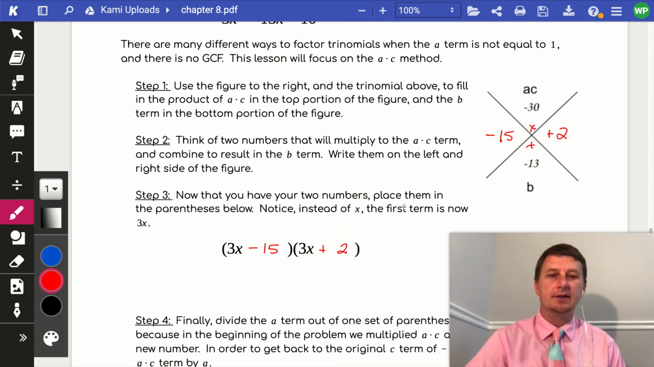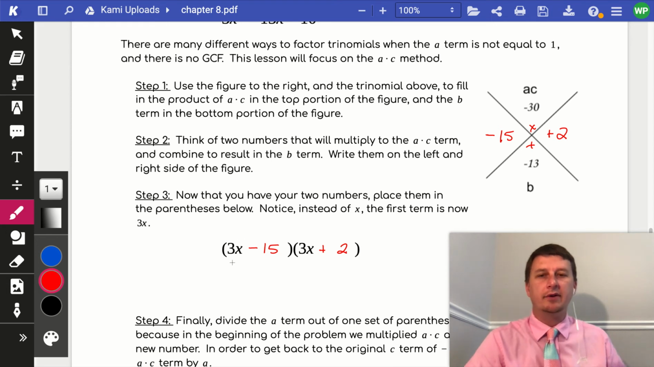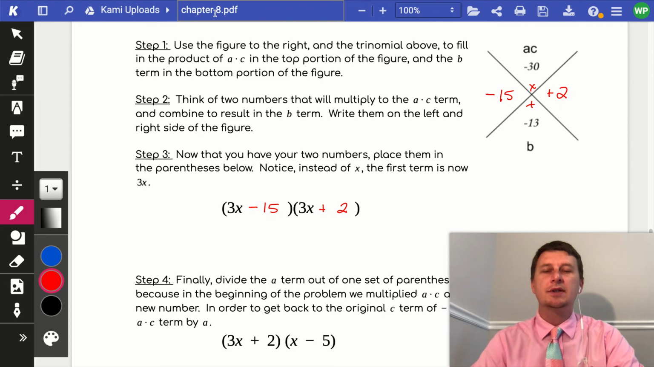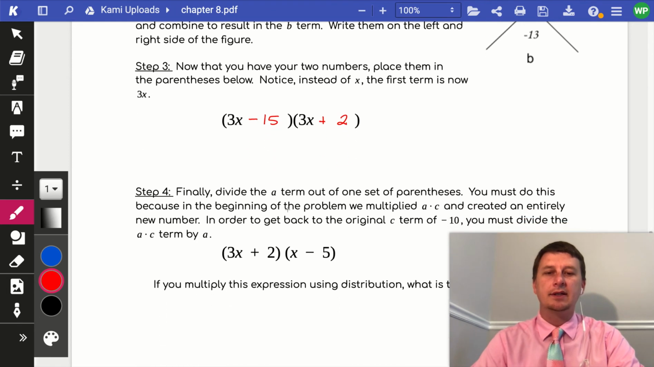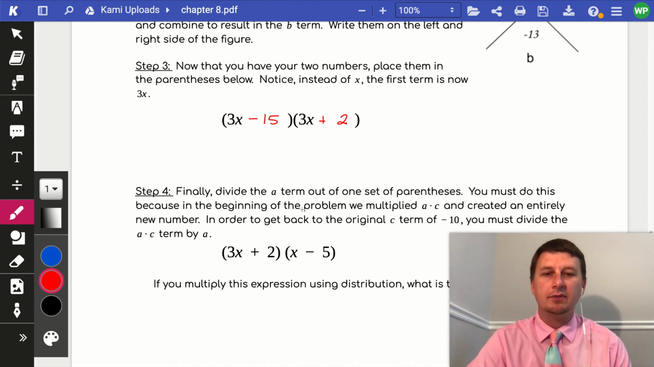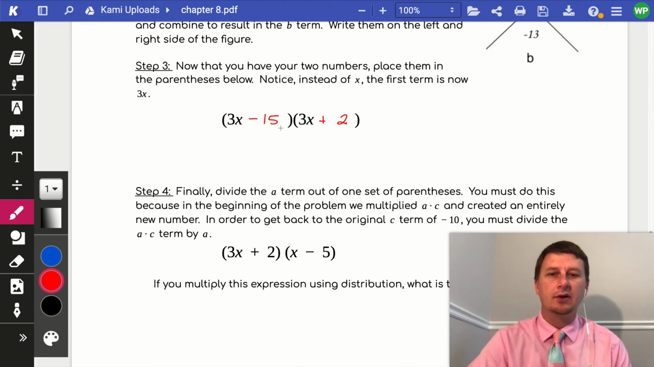Notice instead of x, the first term is now 3x. So we start off each parenthesis with whatever the a term is, not 3x squared in each parenthesis, but just 3x in each parenthesis. Just for now, though. Finally, we're going to divide the a term out of one set of parentheses. We must do this because in the beginning of the problem, we multiplied a times c and created an entirely new number. In order to get back to the original c term of negative 10, we have to divide the ac term by a. So one of these parentheses is divisible by 3, this one.